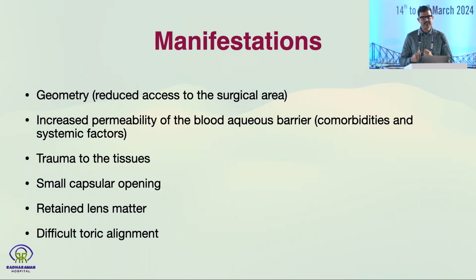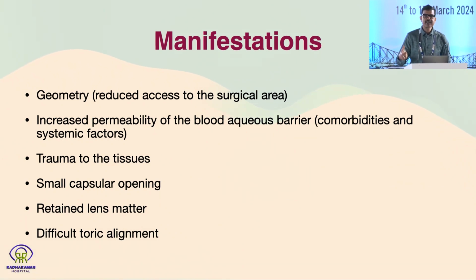The geometry is altered, it's become small. Due to the presence of several comorbid factors, the increased permeability happens of blood-aqueous barrier, and that causes an issue in the post-operative period. Particularly, you have to manage AC reactions more. There is a possibility of trauma to the tissues because the iris and the other tissues are closer to you. Small capsular opening, because it's a blind technique, you never know what's the adequate size of opening that you're making. Retained lens matter is very probable because the pupil is small and the iris can hide small little particles of the nucleus as you're trying to emulsify them.